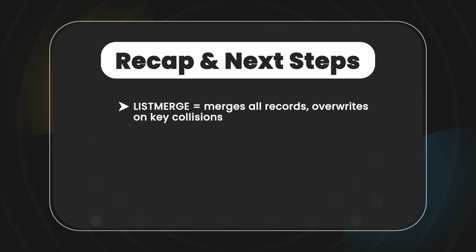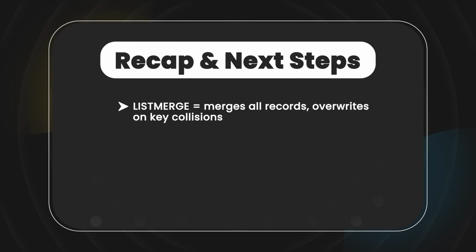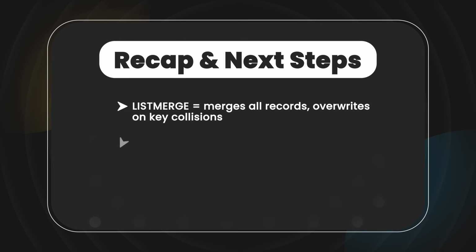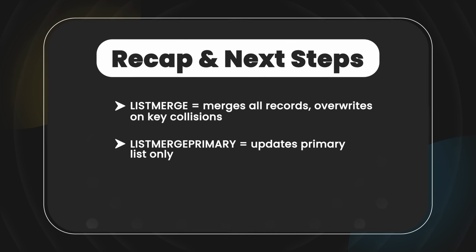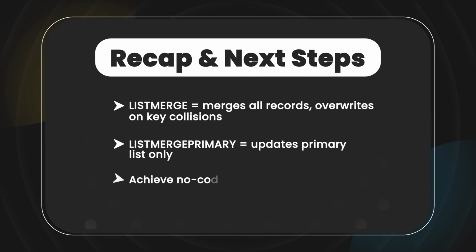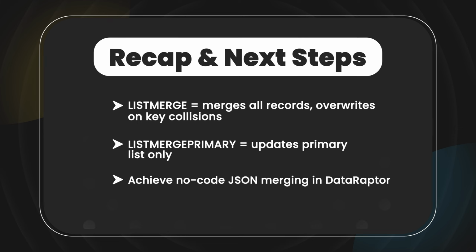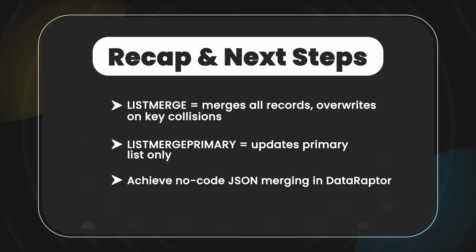Let's do a quick recap. List merge merges all your arrays, overwriting on the collision keys. In our case, ID is the key. And list merge primary only updates your primary set. In our case, we can refer to it as current accounts. Both run entirely inside DataRaptor Transforms without any additional code required.